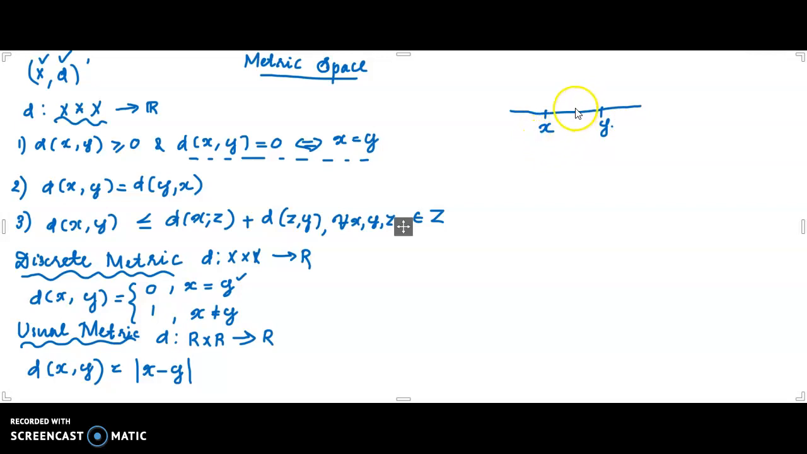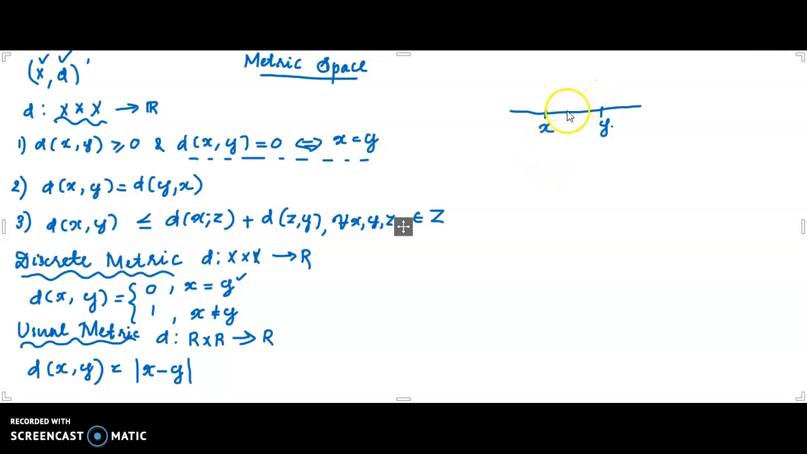Otherwise, the negative of the distance modulus value, negative of y minus x. If y is before x, negative of y minus x will be the modulus value. Anyway, we can write the distance between x and y as the modulus of the vector x minus y.